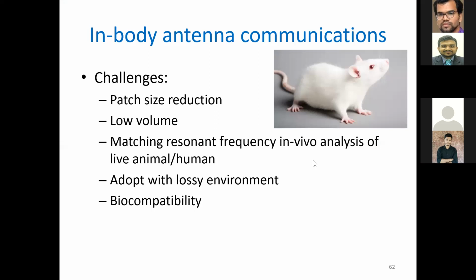The challenging part in in-body antenna communication is that the patch size needs to be reduced because it's a rat. It needs to be low volume, and the resonance should be matched, because if there's no matching, it's useless. We need to consider adaptability to the lossy environment. We also need to be biocompatible. So these are a lot of challenges that we need to highlight. We kept this in mind, we tried to solve them, and we discovered that we can overcome these challenges.